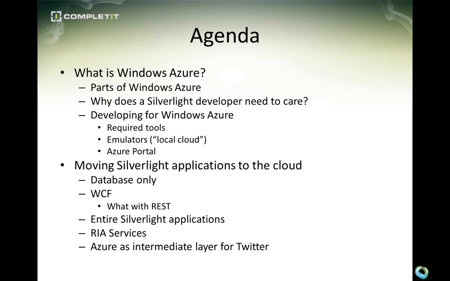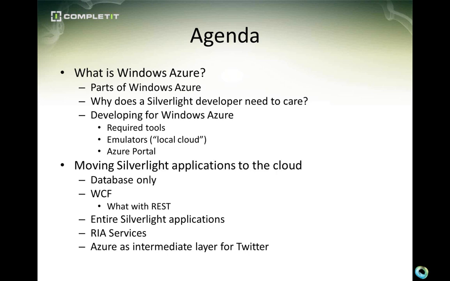Then, of course, the main part of this talk will be about moving Silverlight applications to the cloud. I will move an existing application to the cloud, and we'll take a look at the different steps, and you'll see that the Windows Azure cloud doesn't require you to go all in, and you can see which parts you actually want to move to the cloud. We'll first take a look at how we can move the database. We'll look at how we can move, for example, a WCF service or a REST service. What if we want to move the entire Silverlight application, the hosting website and the XAP file and so on and so forth.